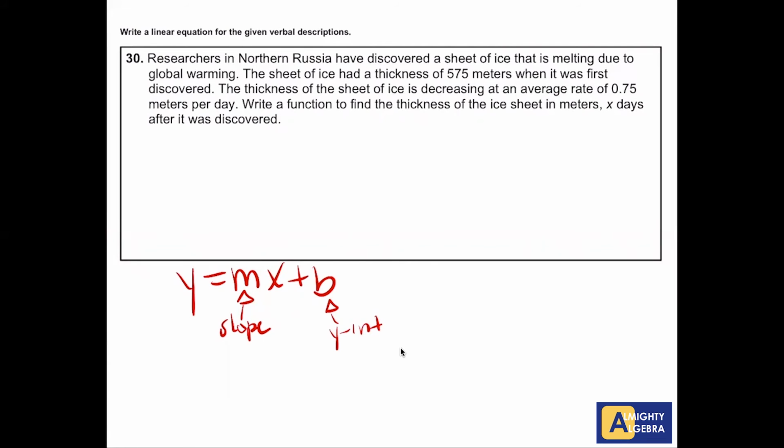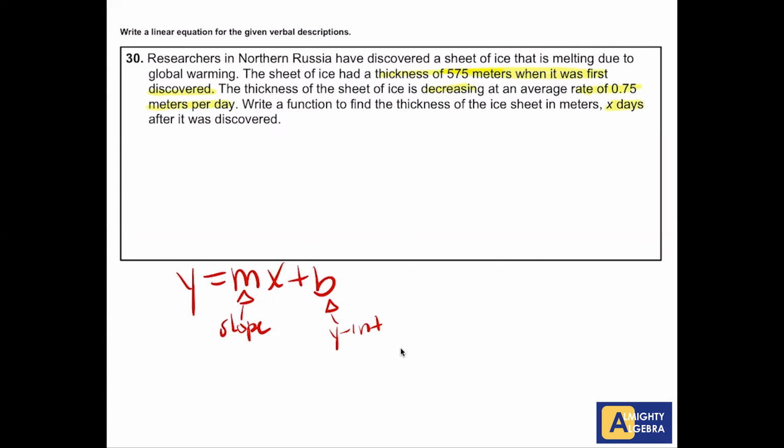Researchers in northern Russia have discovered a sheet of ice that is melting due to global warming. The sheet of ice had a thickness of 575 meters when it was first discovered. The thickness of the sheet of ice is decreasing at an average rate of 0.75 meters per day. Write a function to find the thickness of the ice sheet in meters, X days after it was discovered.